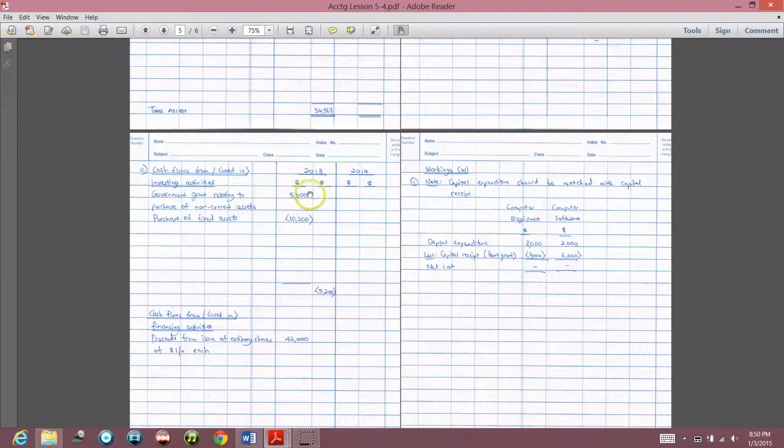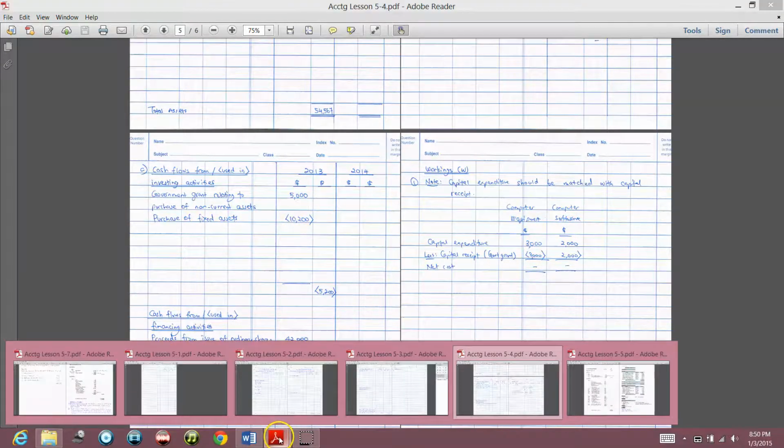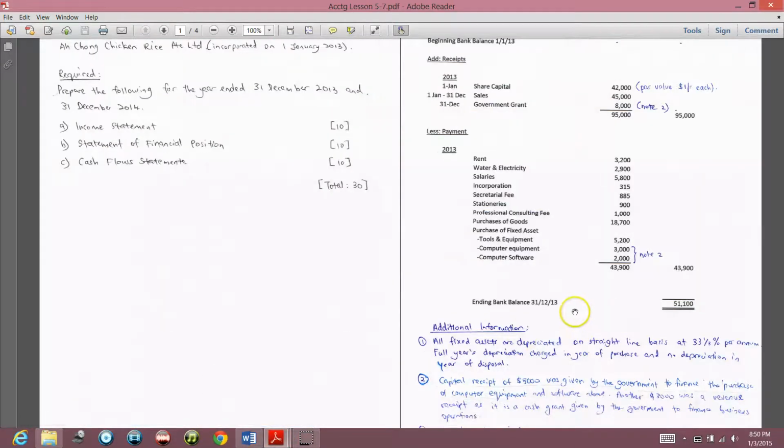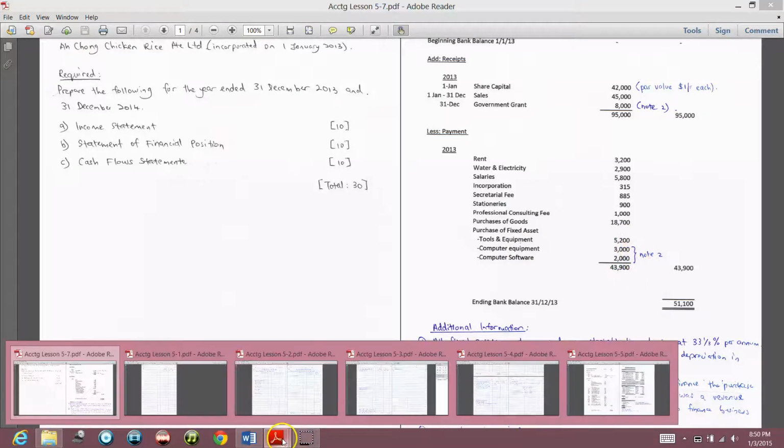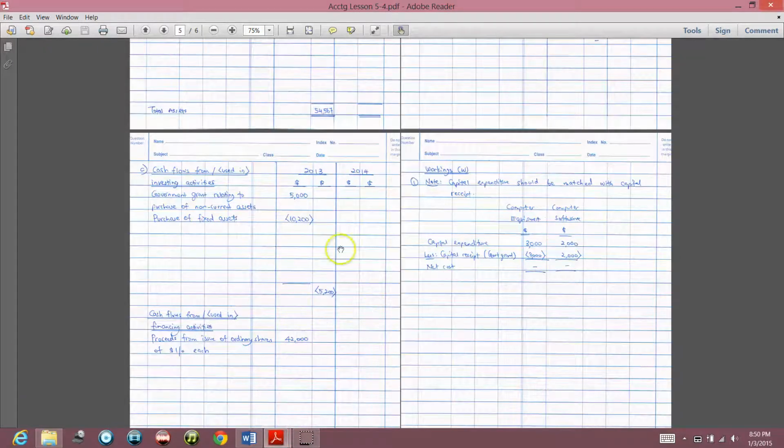So no bracket means money come in. Okay, bracket means money go out. Purchase of fixed asset 10,200. You see from the question, purchase of fixed asset add together. This is a purchase of fixed asset. 5,000 plus 3,000 plus 2,000 is 10,200. Okay, so I get from the question. So 10,200. So I put a subtotal here will be 5,200.